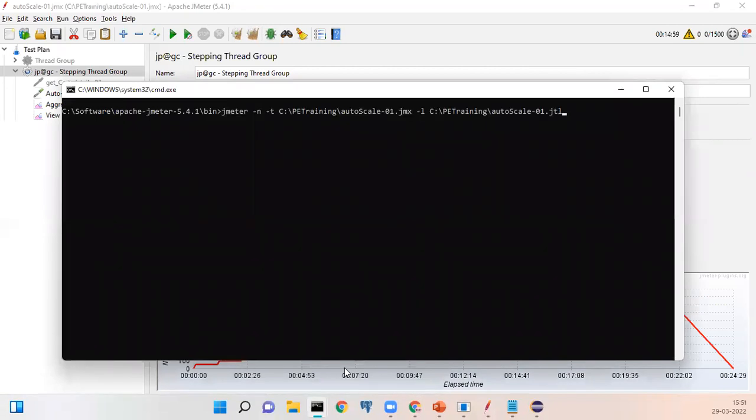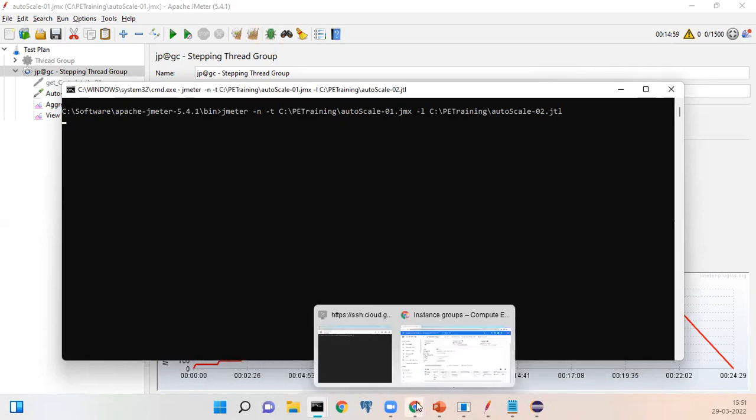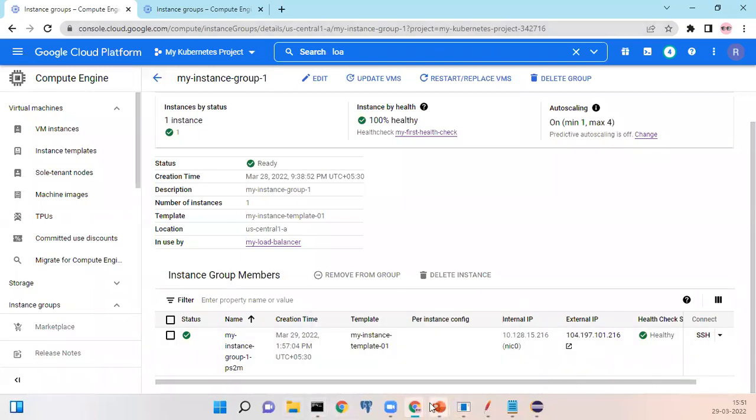Another point we need to know here is the JMeter execution mode. JMeter offers two types of execution: GUI mode and non-GUI mode. Here we are using non-GUI mode to conduct the test execution. In non-GUI mode, it doesn't consume much of the hardware resources, especially memory and CPU. Okay, so let us start the test. We have started the test.